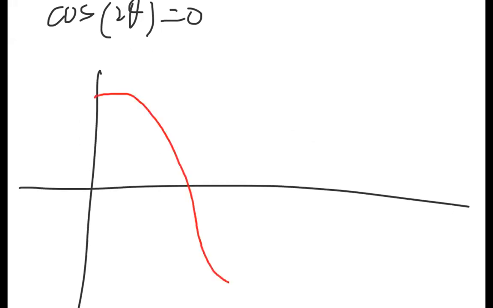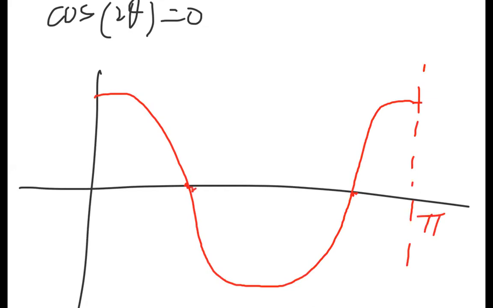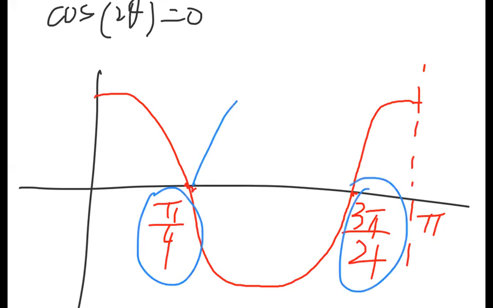So cosine of 2 theta has the same graph as cosine, except everything shrinks by 1/2 horizontally. Right? Instead of having the period 2 pi, it shrinks to pi, and the intersection instead of pi over 2 becomes pi over 4. Instead of 3 pi over 2, it becomes 3 pi over 4. Right? So cosine of 2 theta equal to 0 is basically the intersection with the x-axis, which is these 2 points respectively.